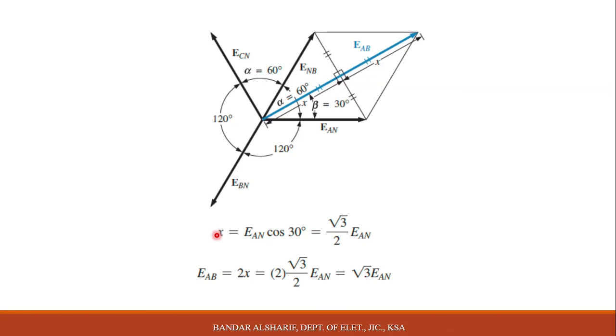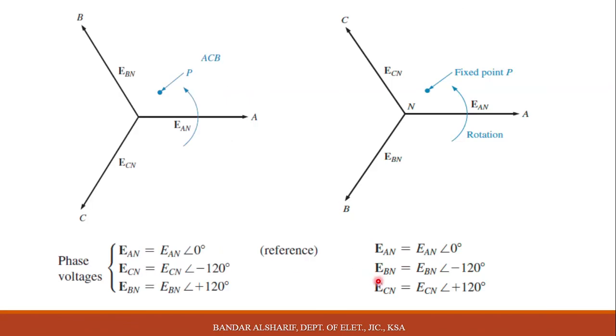Now we have 1x. If we need 2x to get the line voltage, we will multiply x by 2. You will get EAB. If you multiply by 2x, the 2 will cancel with this 2. The relation will be root 3 multiplied by the phase value. Okay.